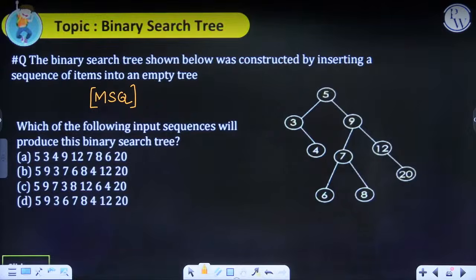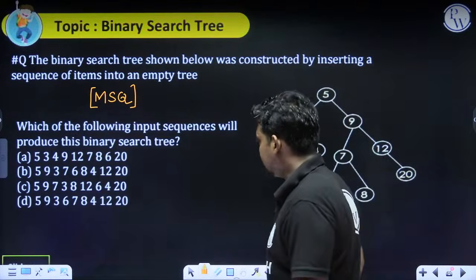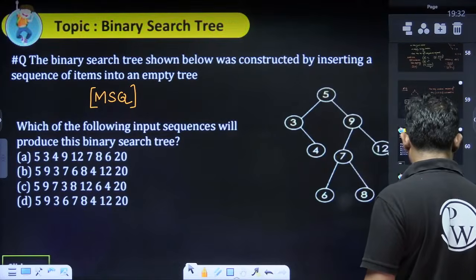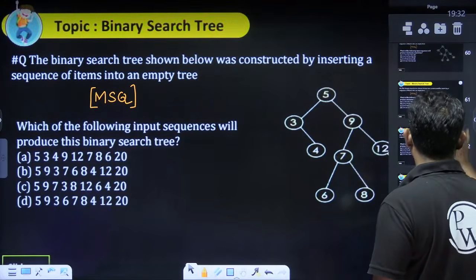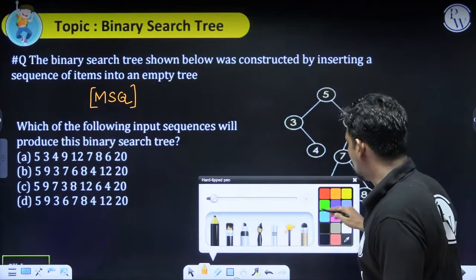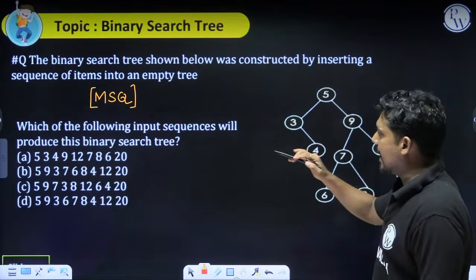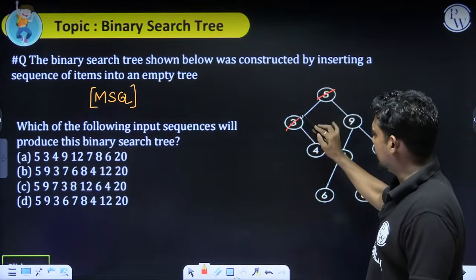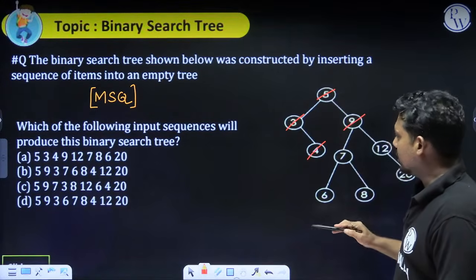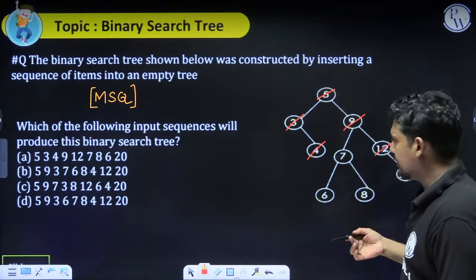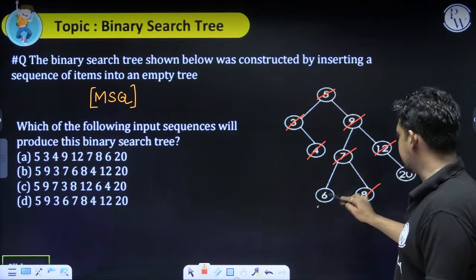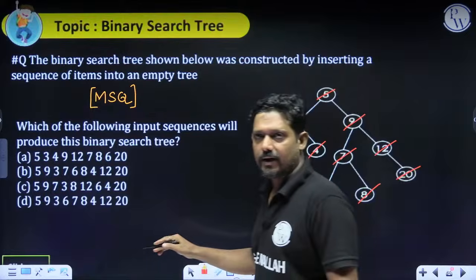Very nice. Very good. So, 5. Let's keep on marking it. We are done. Like 5, correct. 3, correct. 4. 3 and 4, fine. 9, correct. 12, so 9 and after that 12, correct. 7, correct. Then 8, correct. Then 6 and then 20. A is correct.